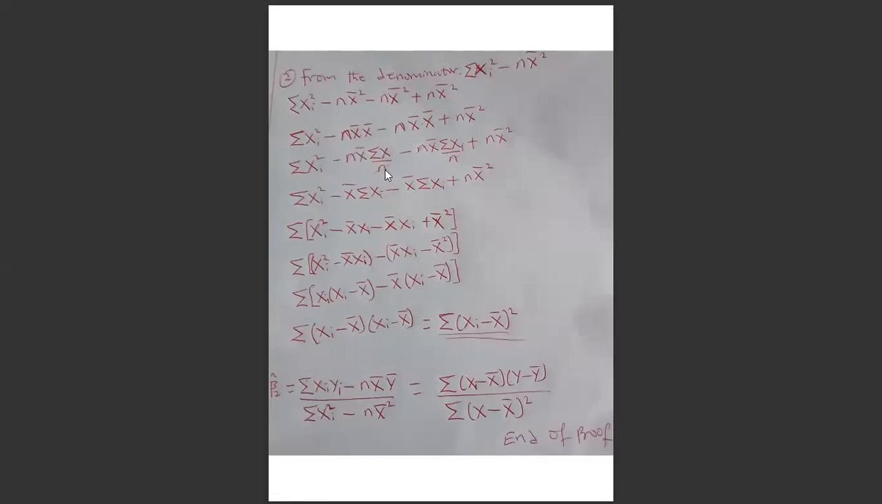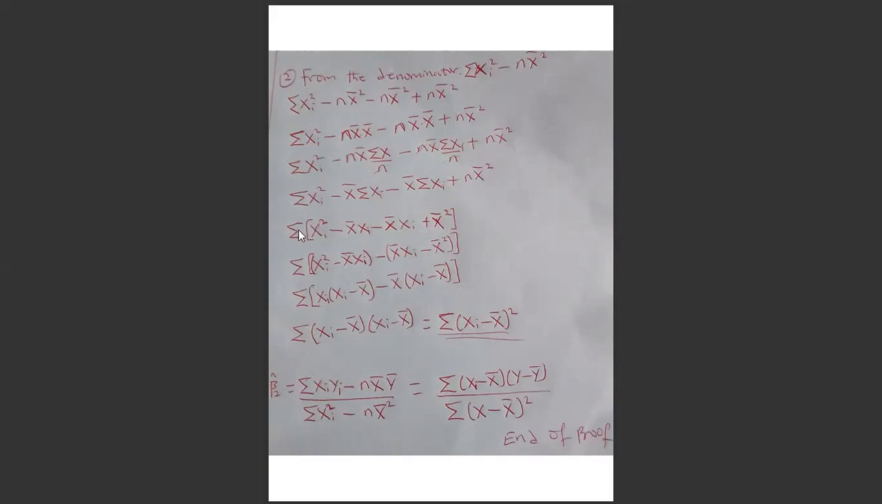Now, this n cancels this n, and this n also cancels this n. So we write this as summation x squared minus x bar summation x. That's what we are left with. When we cancel this one with this one, we are left with x bar summation x. So minus this n also cancels this n, and we are also left with x bar summation x, plus n x bar squared. The next thing is to factor out the summation. We have summation here, here, and here, and n here, which is also equivalent to summation.